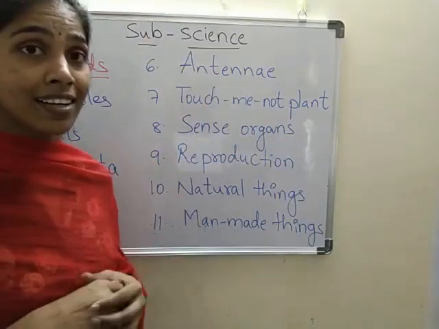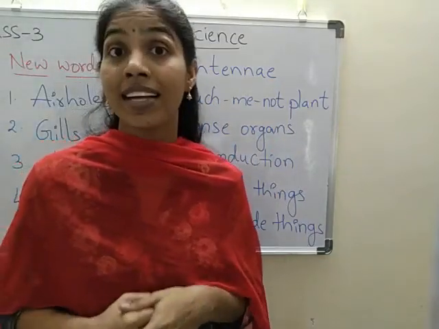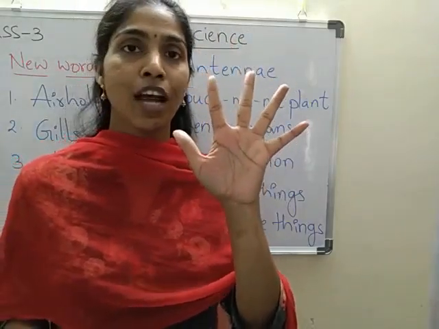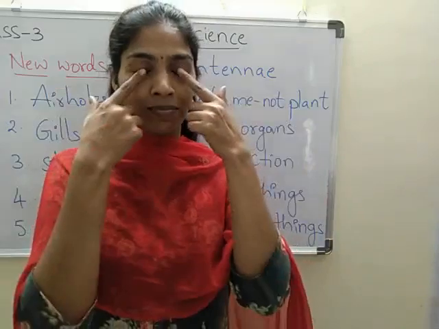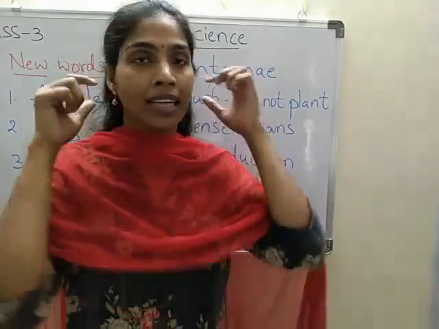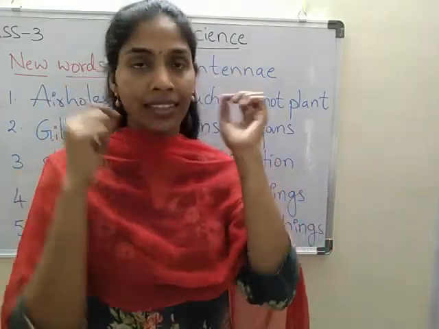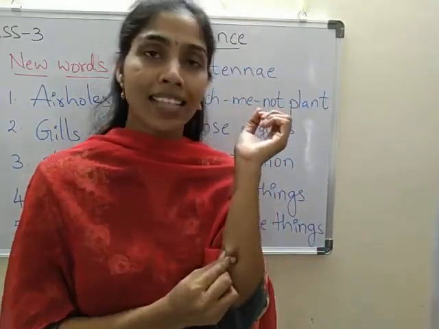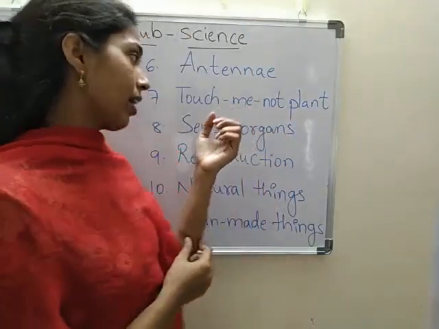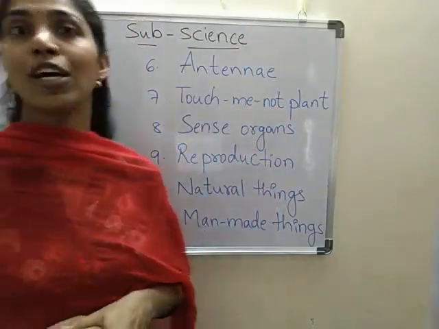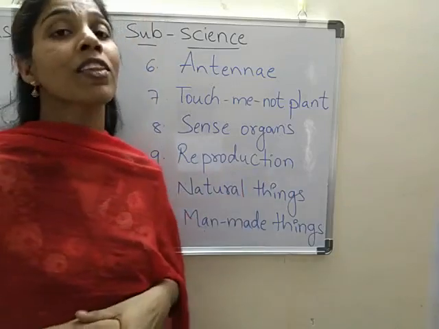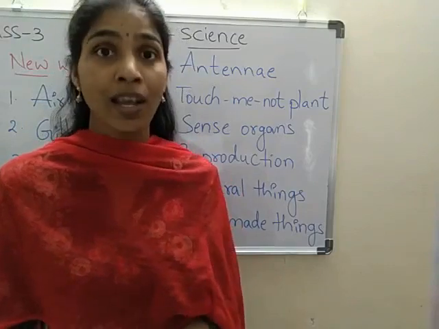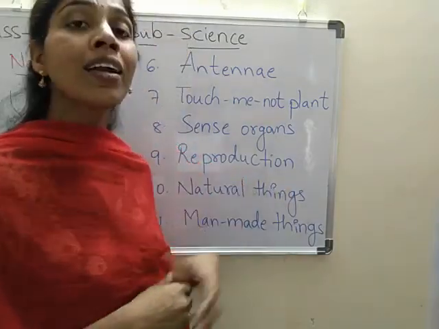Next, sense organs. Now tell me children, how many sense organs do we have? Very good. We have 5 sense organs. Now show me children. Very good. Eyes, nose, ears, tongue and skin, right? So skin is the largest sense organ in our body. Next, reproduction. Now tell me children, what is reproduction? Very good. The process in which living things produce young ones of their own kind is called reproduction.